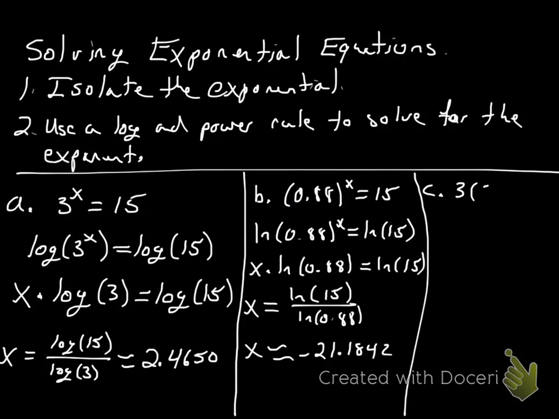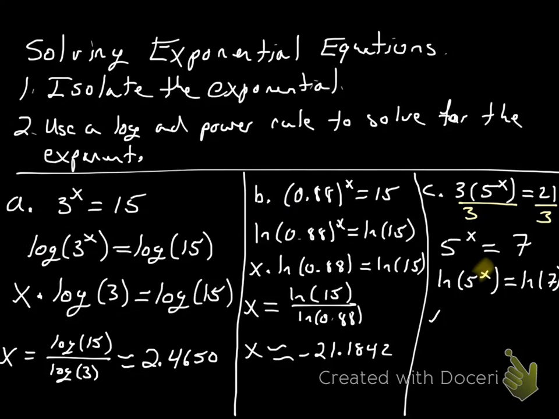Okay. Let's do one more. 3 times 5 to the x power equals 21. The exponential is 5 to the x, and 5 to the x is not isolated. It has a neighbor there, the 3. So we need to get rid of the 3, and the 3 is attached by multiplication. So what we want to do is divide both sides by 3. 5 to the x is equal to 7. And now we can log both sides or ln both sides. I'm going to go ahead and ln both sides.